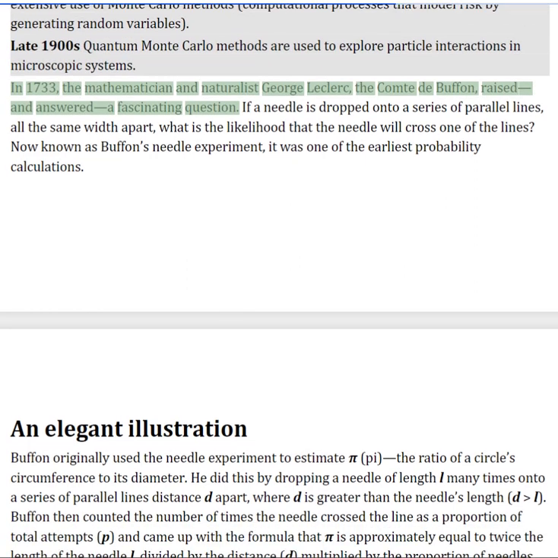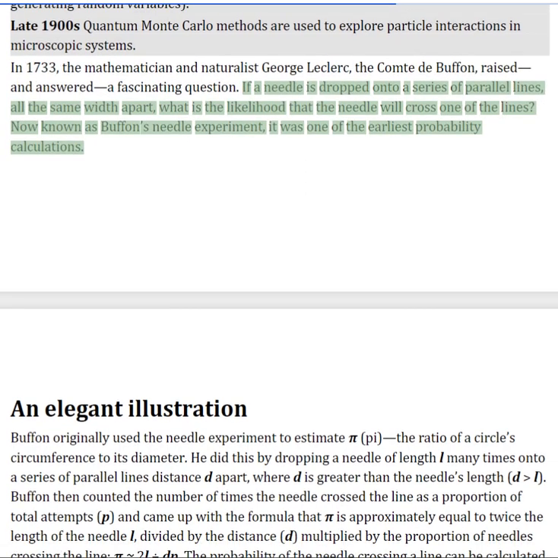In 1733, the mathematician and naturalist Georges Leclerc, the Comte de Buffon, raised, and answered, a fascinating question. If a needle is dropped onto a series of parallel lines, all the same width apart, what is the likelihood that the needle will cross one of the lines? Now known as Buffon's needle experiment, it was one of the earliest probability calculations.